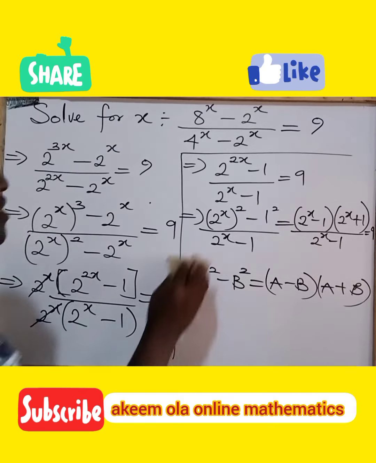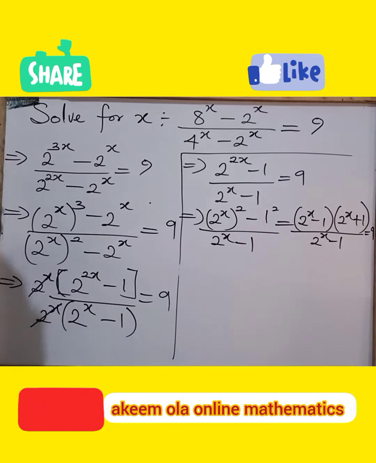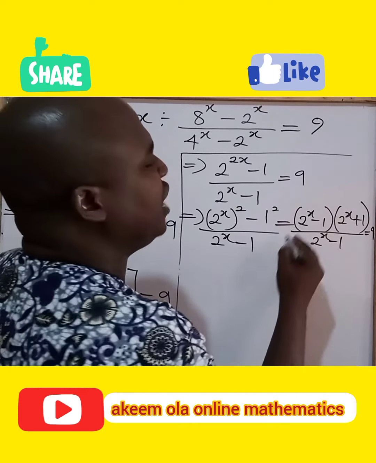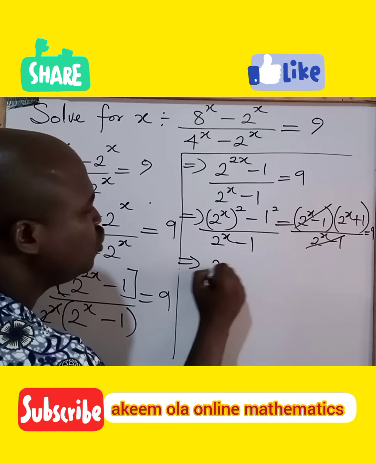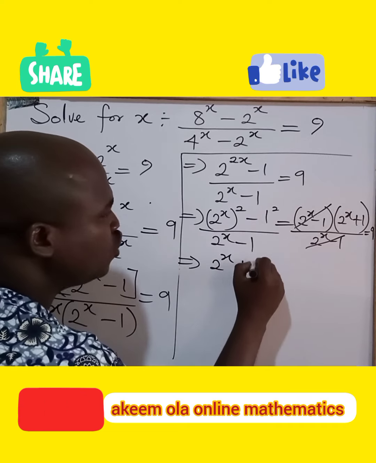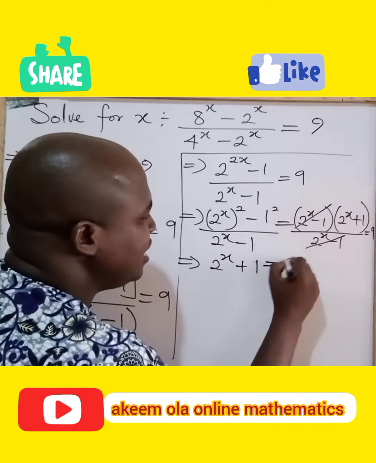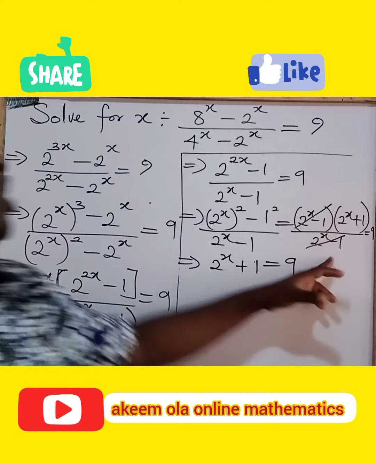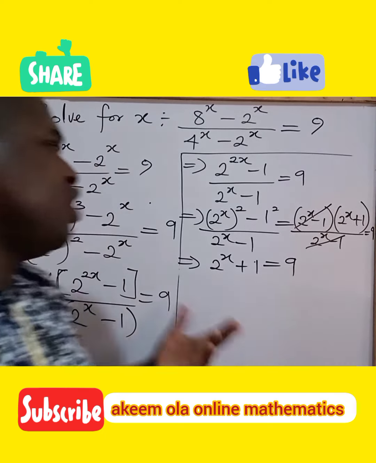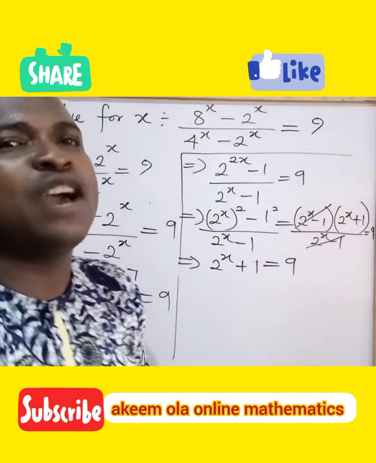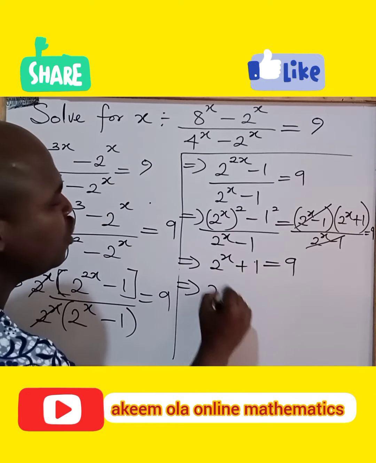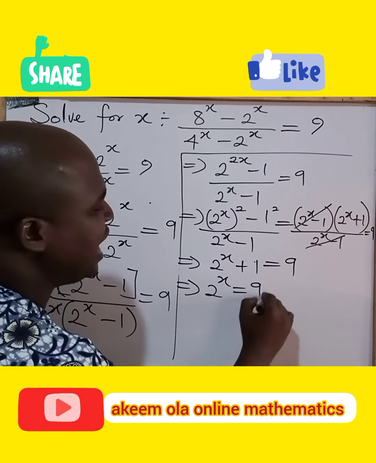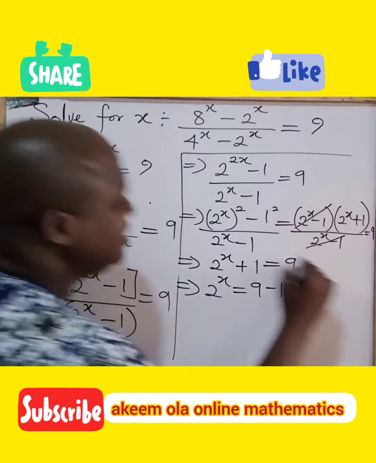So I can clean this now. If you look at this numerator and denominator, you will observe that something is common to both, and we cancel it. That means I will be left with 2 to the power of x plus 1 equal to 9. Now we can collect like terms. 2 to the power of x will now be 9 minus 1, and that is 8.